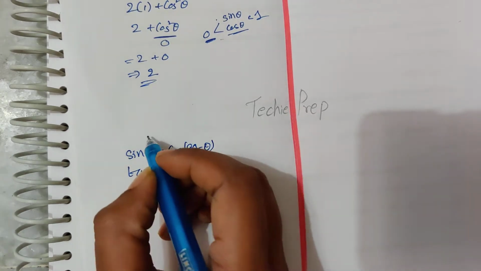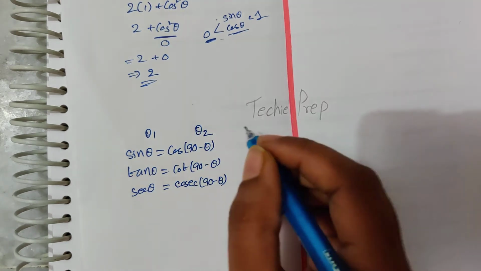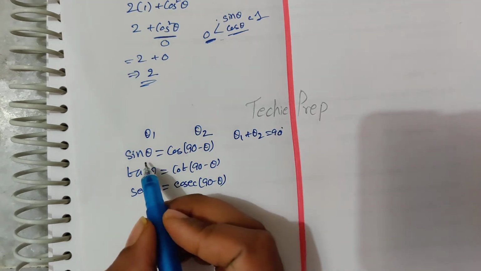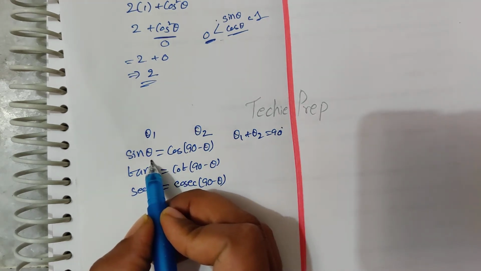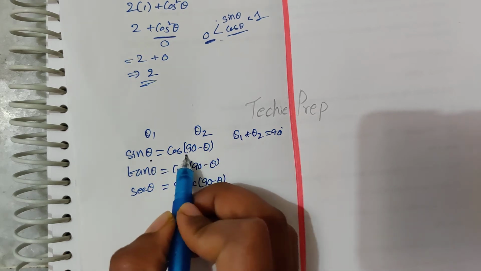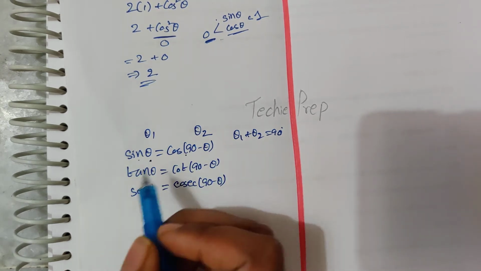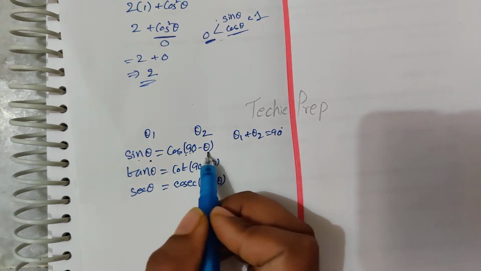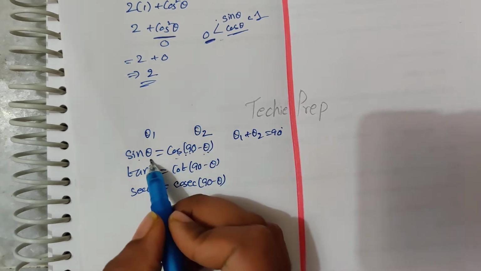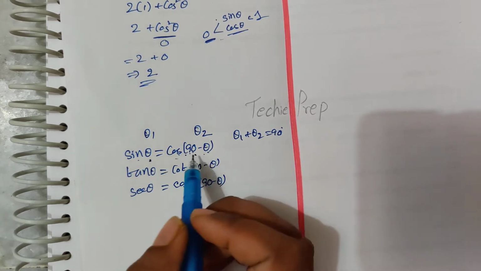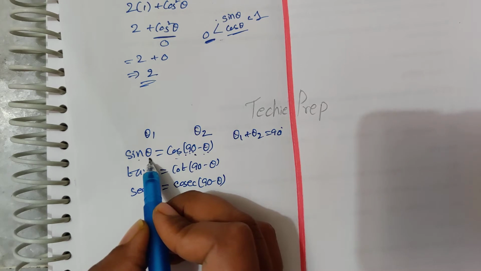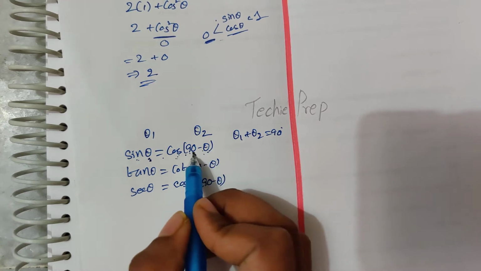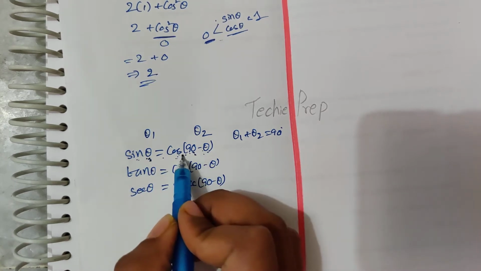We can also take this as theta 1 and this as theta 2. Then theta 1 plus theta 2 is equal to 90 degrees. For example, if we take sine 45, then theta is 45 and cos of 90 minus theta is cos 45, so sine 45 and cos 45 values are the same. Suppose we take theta as 30, sine 30 is equal to cos of 90 minus 30, that means cos 60. Sine 30 and cos 60 values are the same.